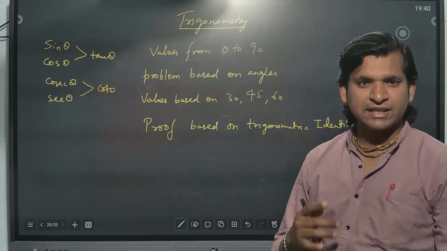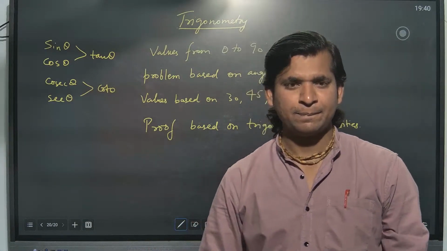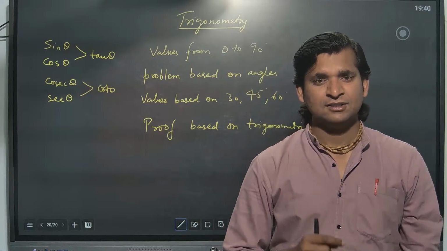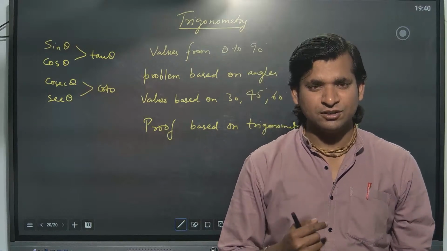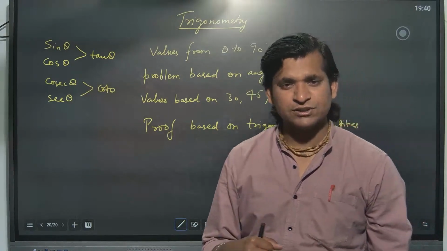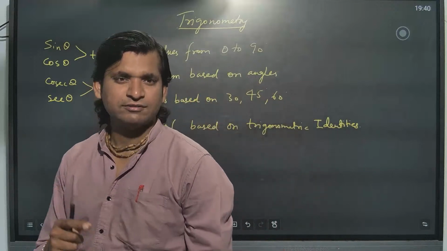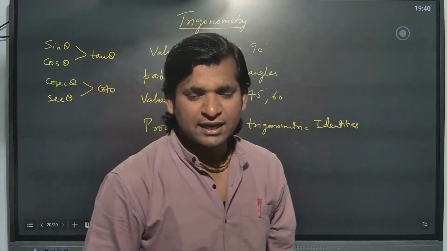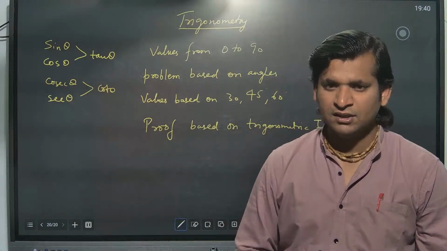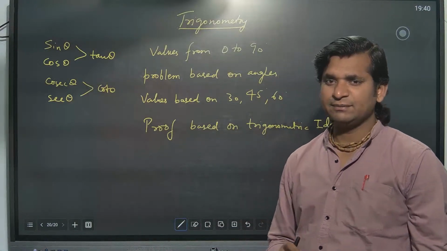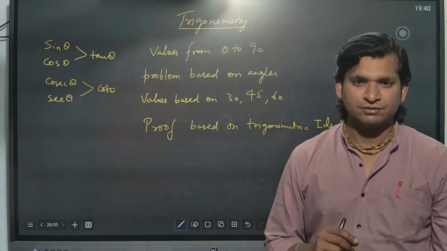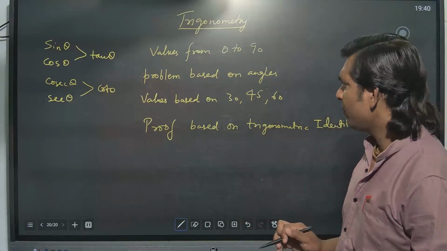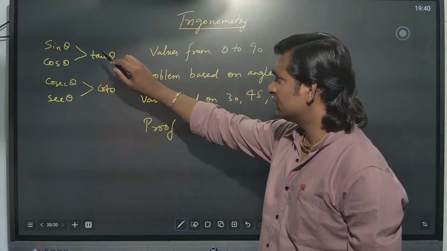So you should know sin theta by cos theta is tan theta. Cosec theta by sec theta is cot theta. 1 by sin is cosec. 1 by tan is cot. 1 by cos is sec. So reciprocals are very important. If you don't know reciprocals, then proving sums will be difficult for you all. So this is the first thing you should know.